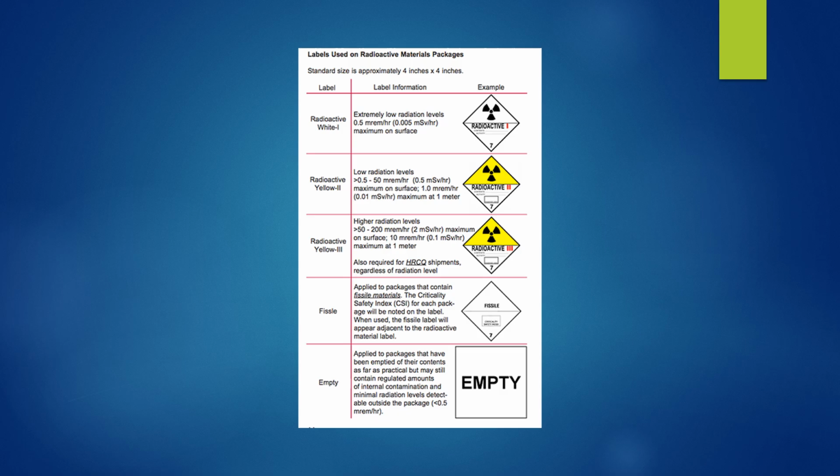And this is just showing you the classification of each of these labels again. The standard size for these placards or signs is 4 by 4 inches. One thing I want to point out is the "empty" label at the bottom. This is applied to packages that have been emptied of their contents, and this is what we use when we ship back to the pharmacy. So make sure you switch it over and label it as empty.